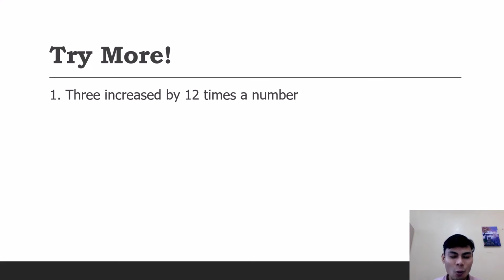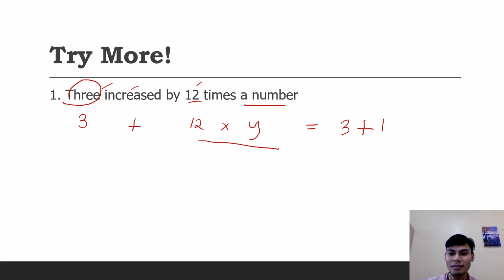3 increased by 12 times a number. Yeah. Parang dalawa na dito. 3. Tapos, increase. It's plus. Diba? Increase by 12 times a number. 12 times a number we don't know yet. So, why? So, ganyan ba? Pwede. Pwede na yan. 3 increase by, which is plus, 12 times a number. Pero, the simplified form, 3 plus 12 times y. Diba? It's just 12y. And this is the final answer.